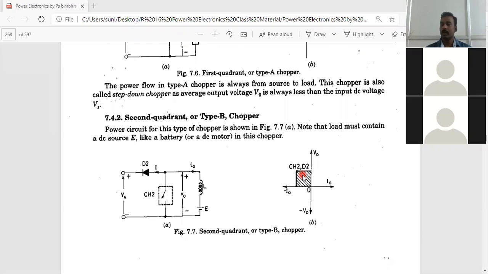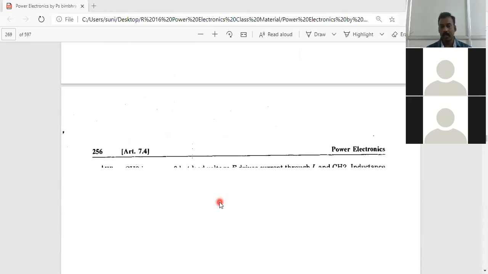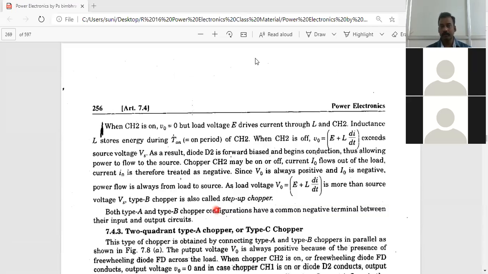So the operation of the chopper in the second quadrant has the chopper in the on state, and the current is going to be moving in the reverse direction. You can consider that to be a regenerative braking mode. Okay, then coming to the other, that is going to be the two quadrant chopper.